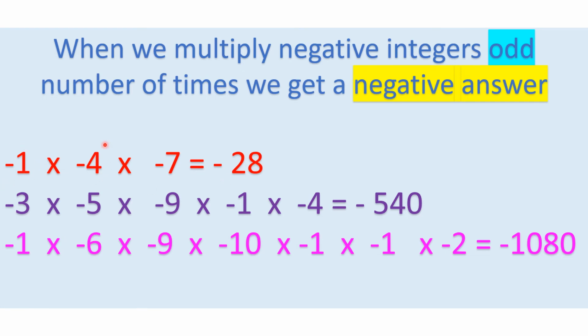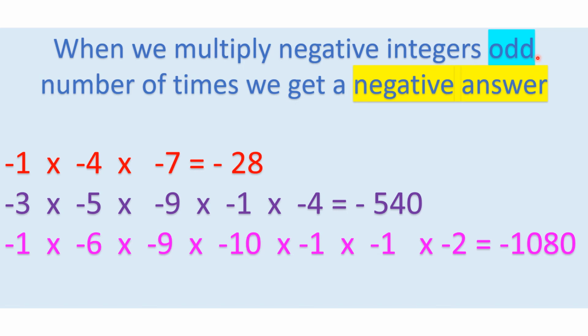-1 is negative, -4 is negative, -7 is negative, right? How many numbers are there? 1, 2, 3. So 3 negative integers. When we multiplied, we got a negative integer as the answer. Why? Because 3 is an odd number.